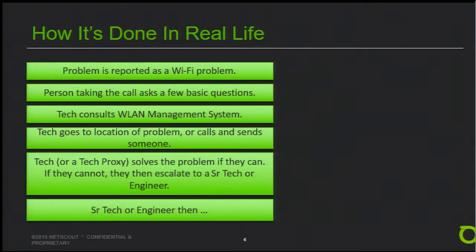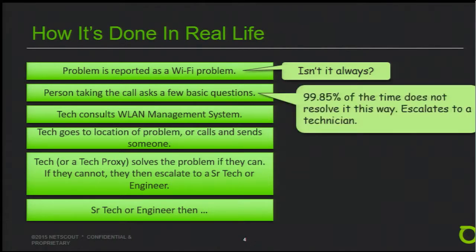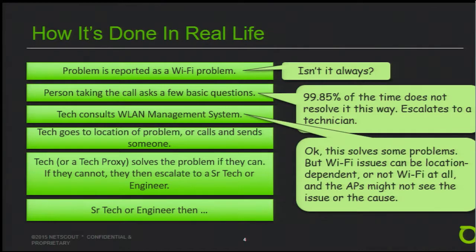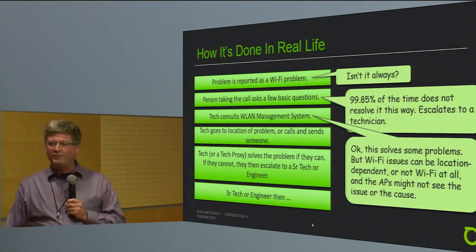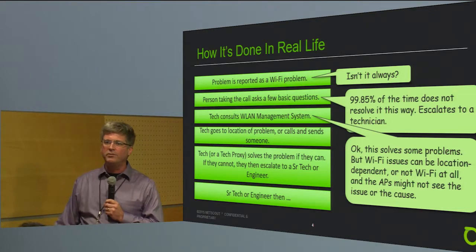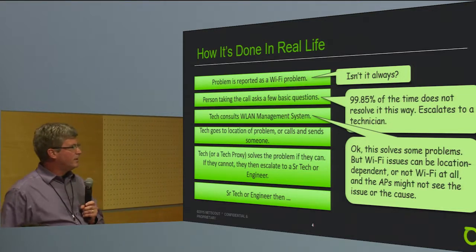Well, the problem is reported as a Wi-Fi problem. It always is. The person taking the call asks a few basic questions, but the vast majority of the time, the problem doesn't get resolved this way, does it? So it gets escalated to a technician. The tech consults their wireless LAN management system. And there's some really good information there, and oftentimes a problem can be solved using the wireless LAN management system.